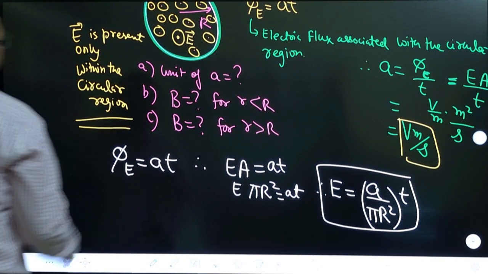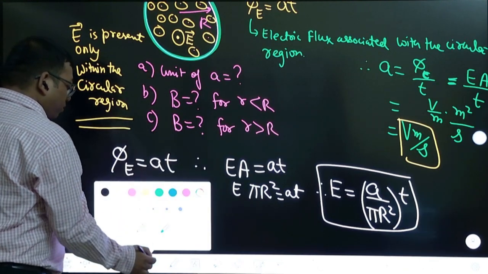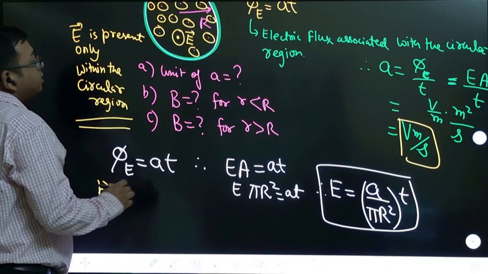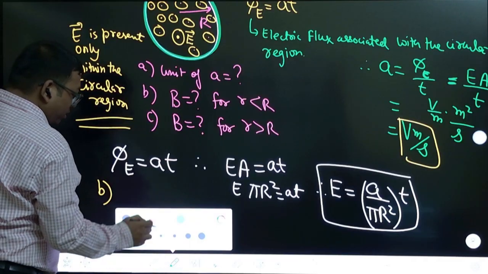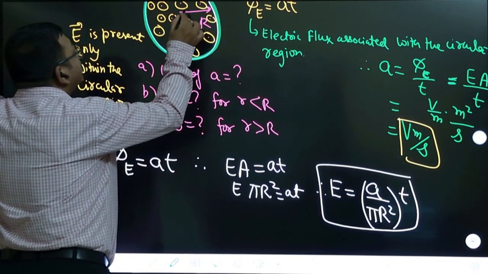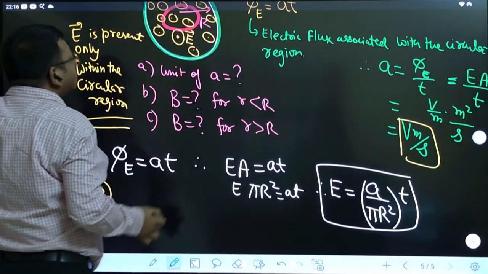Now coming back to question number B. What does it say? We have to take a smaller radius. Smaller radius means you are going to choose a small radius like this, right?